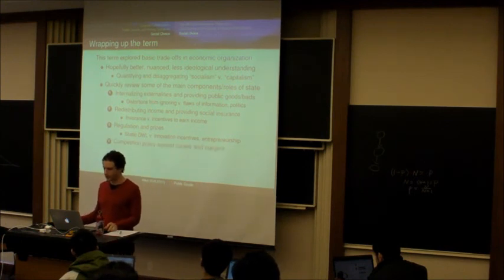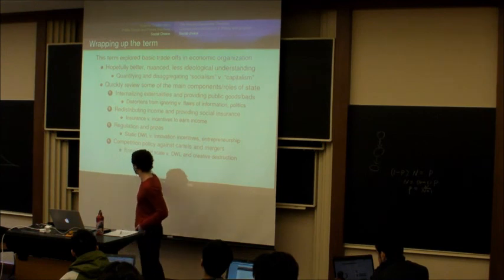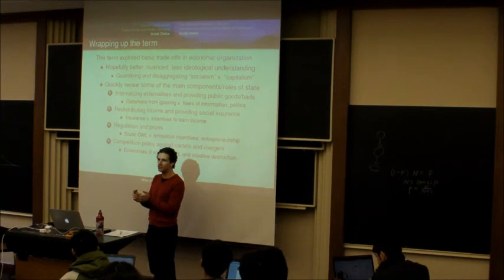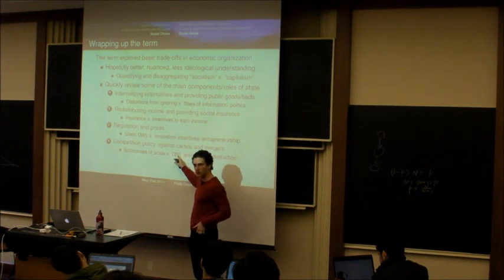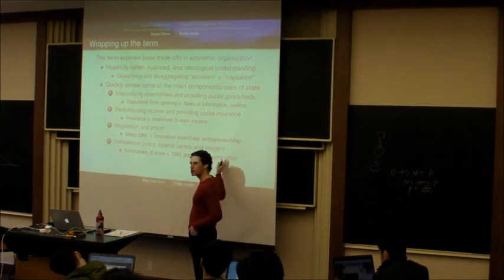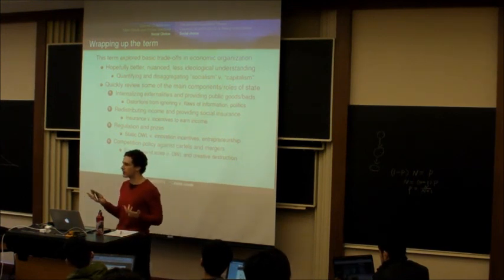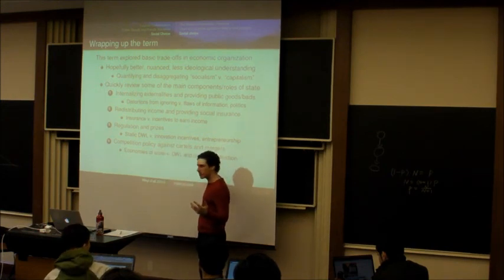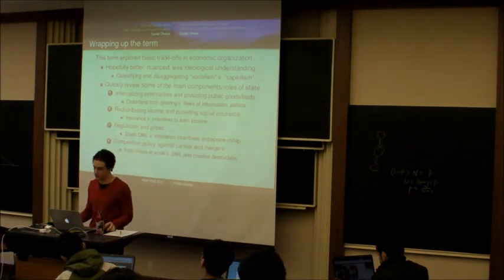And finally, we talked about competition policy against cartels and mergers, where we had to trade off the economies of scale that come from putting things together under one management versus the deadweight loss from monopoly and the reduction in the competitive dynamics of the economy. Again, that's often viewed as a disaggregated competitive system versus a very aggregated one that takes advantage of economies of scale, like they had in the Soviet Union.